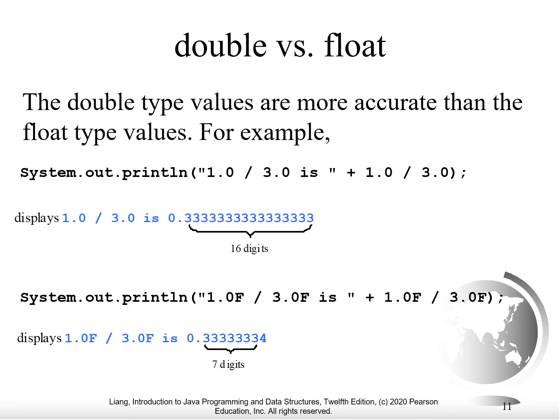Because the data type double allots greater storage space in memory, values of type double are more accurate than those of type float. And it's for this reason that in this class we will use double for all real numbers except the rarest occasion.